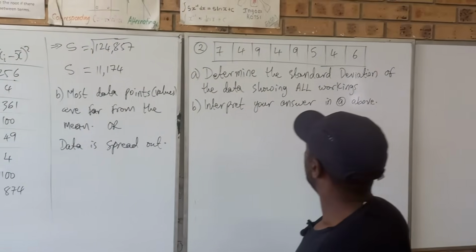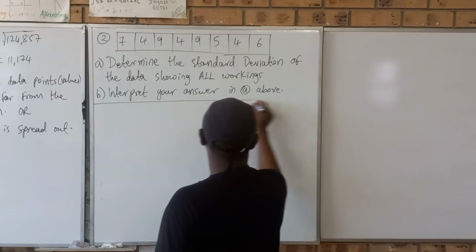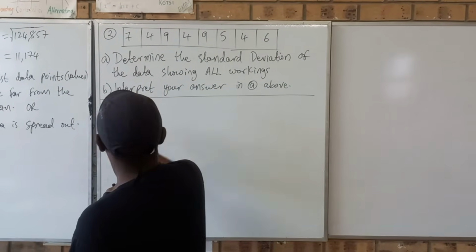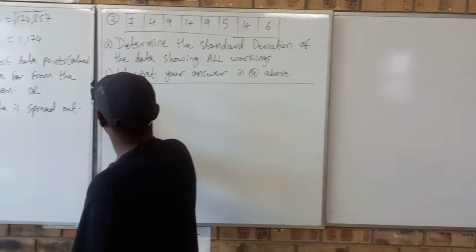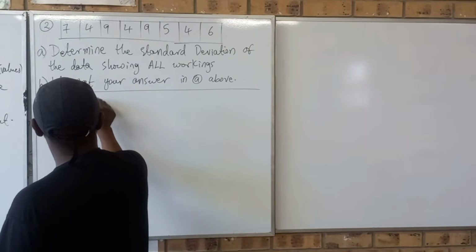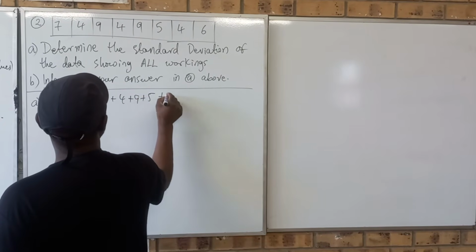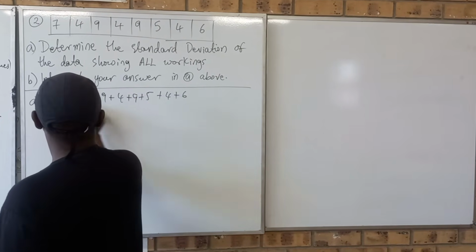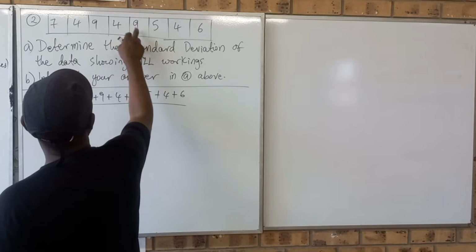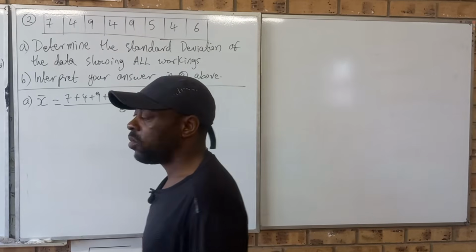We'll do the same thing with this other simple exercise. We're responding to the same question. We need a standard deviation showing all workings. So we start with the A part, which requires us to calculate the mean. I get 7 plus 4 plus 9 plus 4 plus 9 plus 5 plus 4 plus 6, all divided by 1, 2, 3, 4, 5, 6, 7, 8. This time we've got 8 data points.